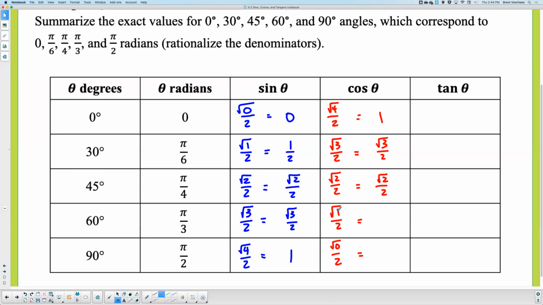Square root of 1 over 2 can simplify. What's the square root of 1? 1. And so it becomes 1/2. And finally, what's the square root of 0? 0. And what's 0 divided by 2? 0. By the way, these values you're going to have to know by the time we take our next test.